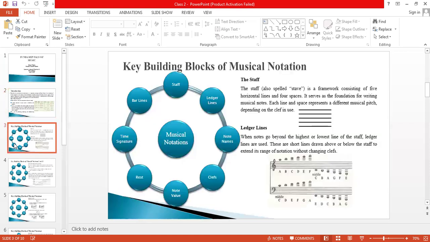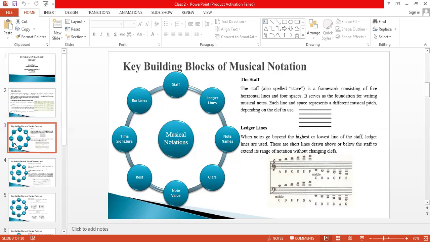We have the key building blocks of musical notation. These are very important for us to understand what music is. The first one is the staff. You will see the diagram there. The staff is a framework consisting of 5 horizontal lines and 4 spaces. It serves as the foundation for writing musical notes. Each line and space represents a different musical pitch depending on the clef we are using.